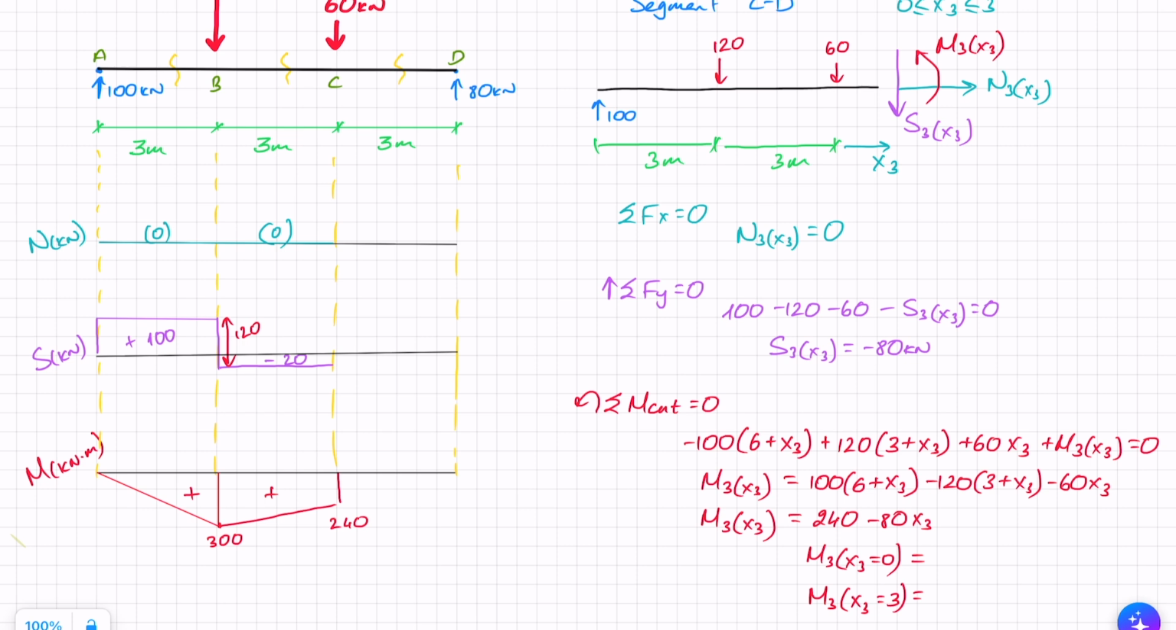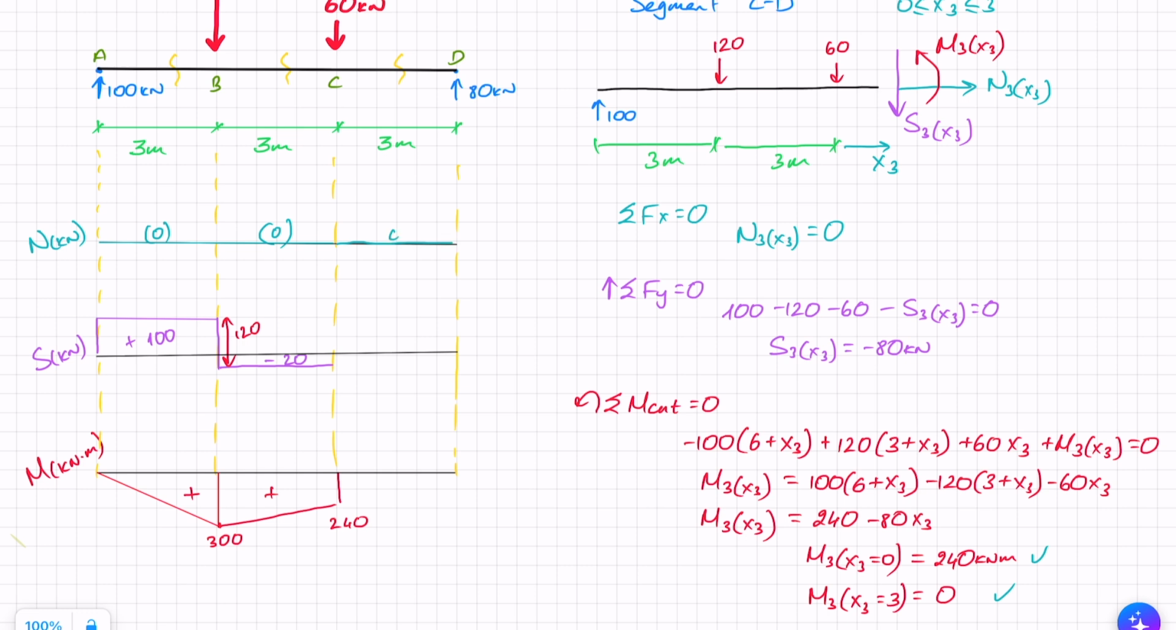So let's check it out. When x3 equals 0, I do indeed get 240 kilonewton meters. Brilliant. When x3 equals 3, I get 0. So these are two things that I'm expecting to get, and they give me a good indication that I have calculated everything correctly. So let's put everything on this graph and finish finding all the internal forces.